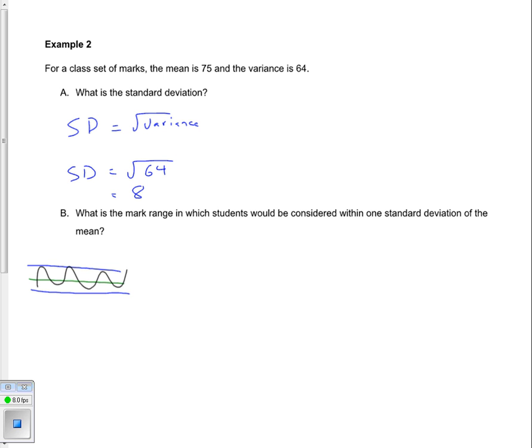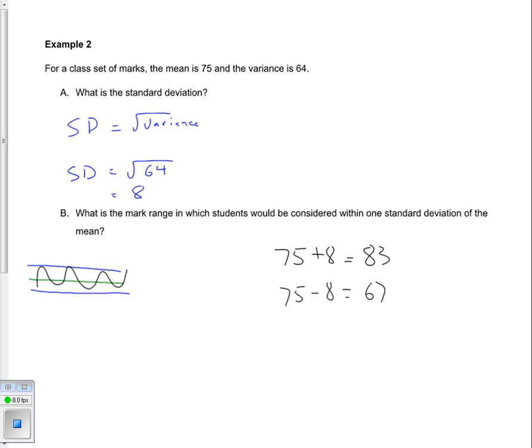In this instance, we know that the mean is 75. The average is 75. So 75 plus the standard deviation of 8 gives us 83. That's on the top end. If we want to figure out the lower end, we take the mean, the average, 75, minus the standard deviation of 8, and that's going to give us 67.